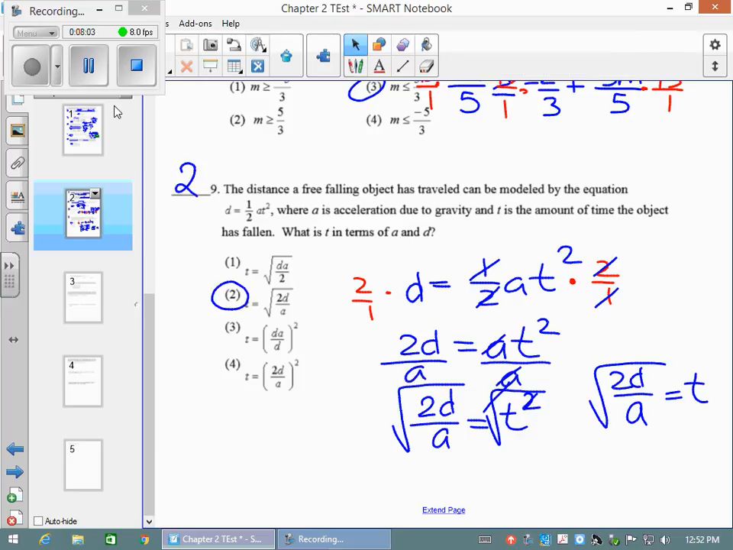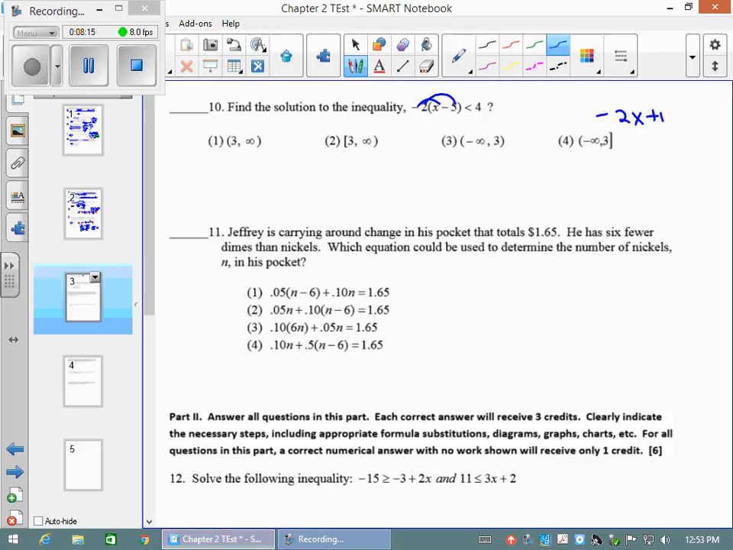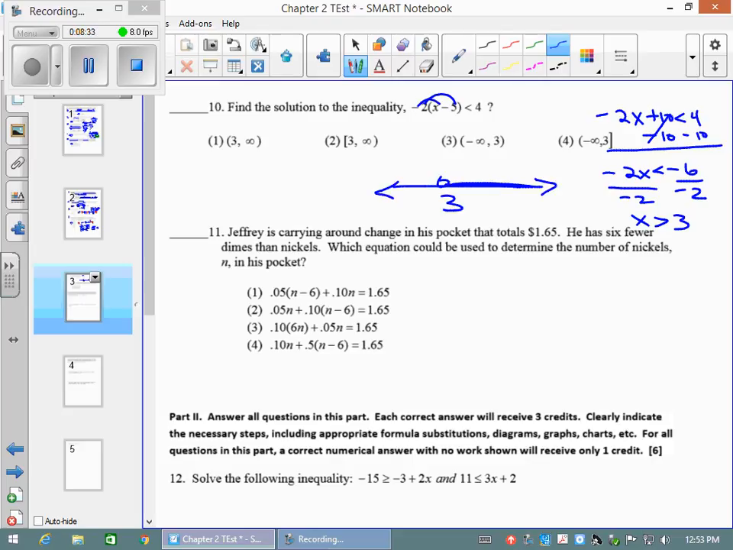Okay, taking a look at question 10, we want to find the solution to the inequality. We have to use the distributive property. Negative 2x plus 10 is less than. Subtract 10 from both sides. Negative 2x is less than negative 6. Remember, when you divide by a negative, you have to switch the inequality sign. So x is greater than 3. So if you thought about your answer on a number line, you're not including 3, you're only including values that are greater than 3. So expressed in interval notation, that should be choice 1.